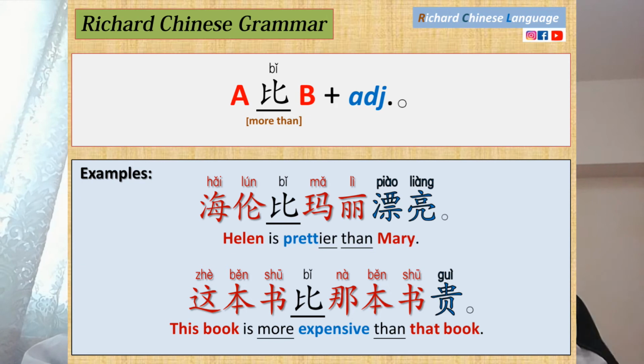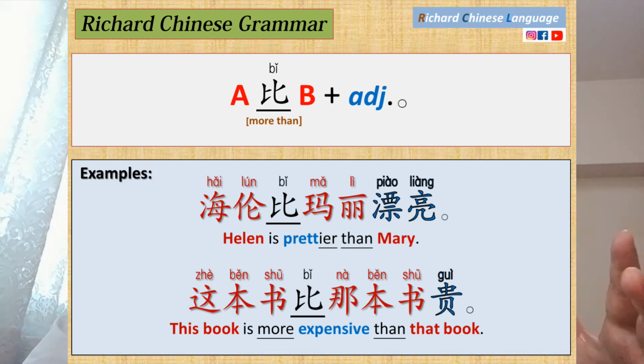So let me give you more example sentences right now. 海伦比玛丽漂亮。Helen is prettier than Mary. And here, once again, 比 is the main word for the comparative form. And then we use the adjective after 比, okay?